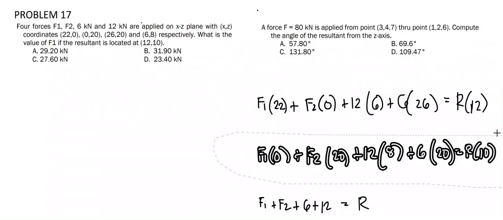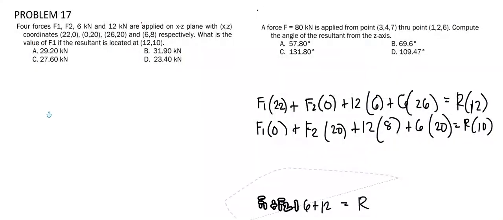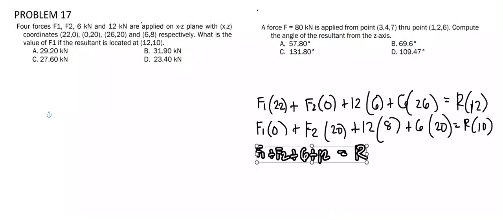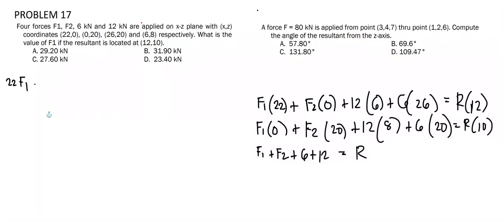So here we have 3 equations with 3 unknown forces. So let us rearrange these equations. For the first equation, we have 22 F1 plus 0 on F2, and then minus 12 times R equal to, the constants go to the right, negative 12 times 6 minus 6 times 26.